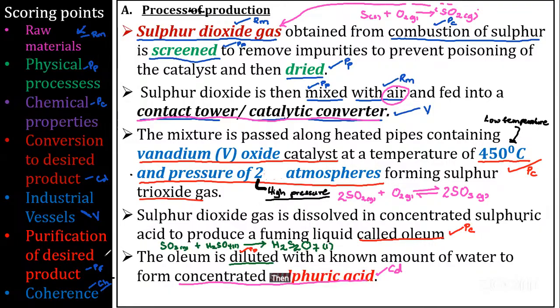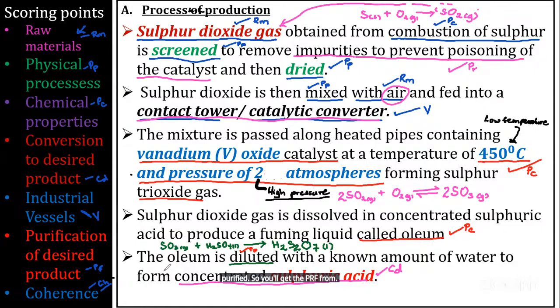Then the only mark we have not yet given is purification. This concentrated sulfuric acid is purified at screening to remove impurities, to prevent poisoning of the catalyst. The moment impurities are removed, then we shall say this liner has purified. So you'll get the PR from there.